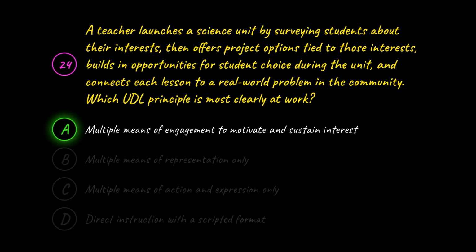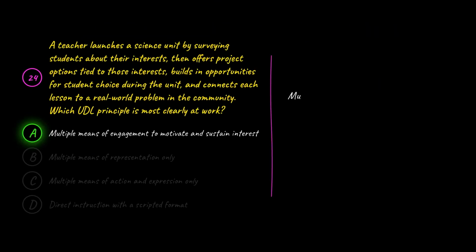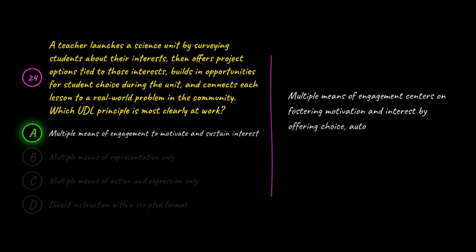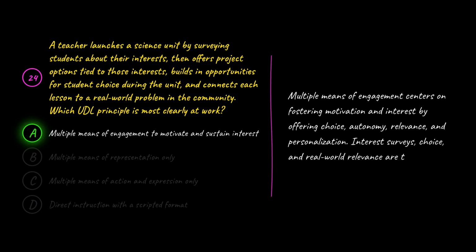The correct answer is A. Multiple means of engagement to motivate and sustain interest. A is correct because multiple means of engagement centers on fostering motivation and interest by offering choice, autonomy, relevance, and personalization. Interest surveys, choice, and real-world relevance are the practical levers this principle describes.